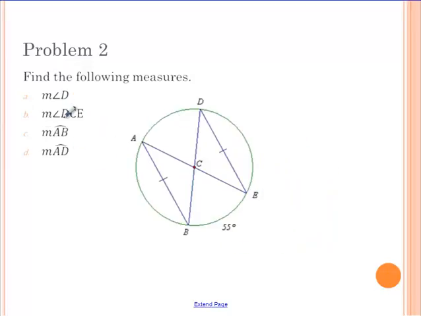Problem 2, real similar. Find angle D. Angle D is on the circle. The arc across from it is 55, so 55 divided by 2 is 27.5.